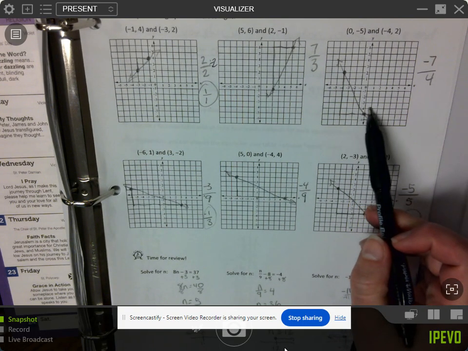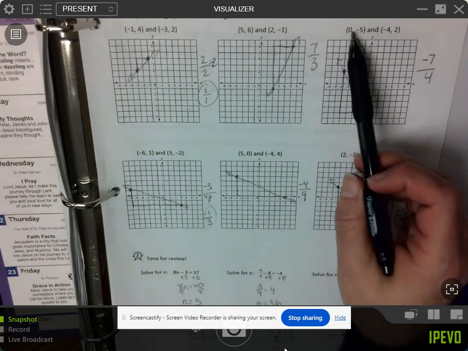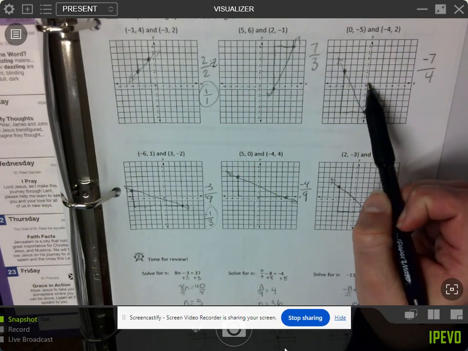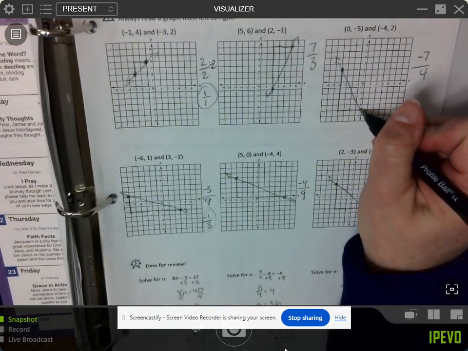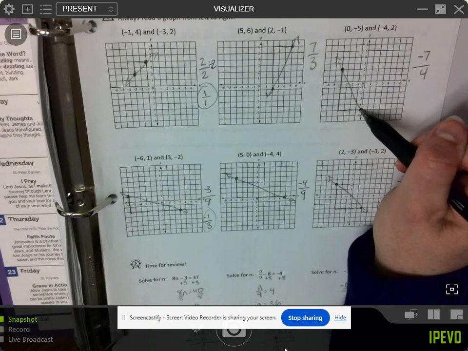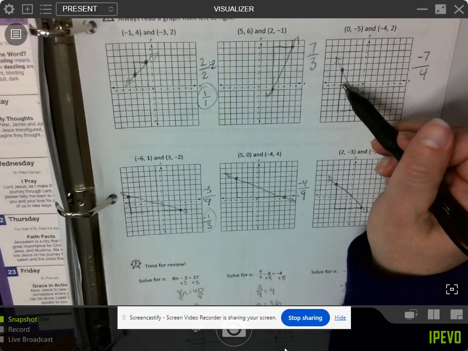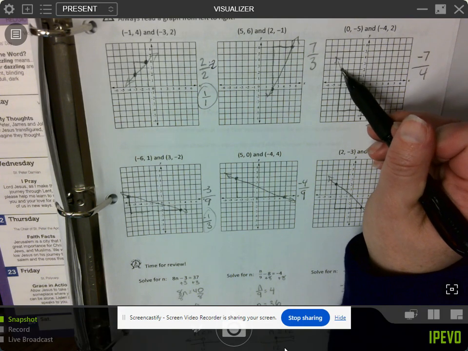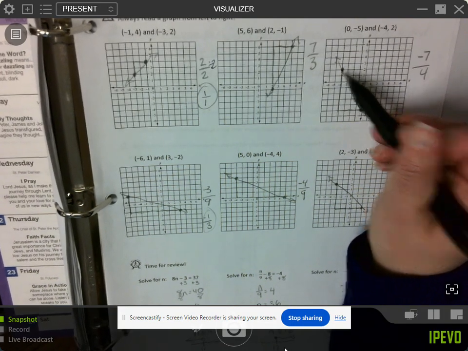The third one you said? So our first point is 0, -5. So that first point would be on that y-axis because our x is 0, y is -5. Then we have -4, +2. So we come up here.